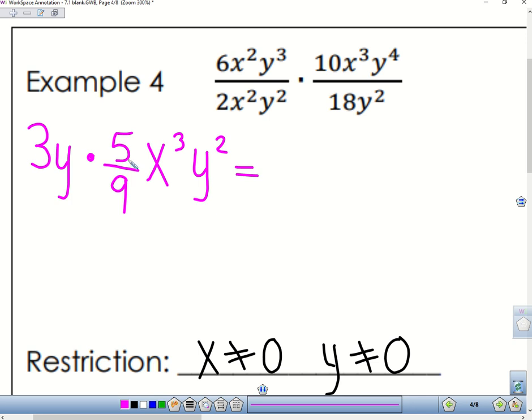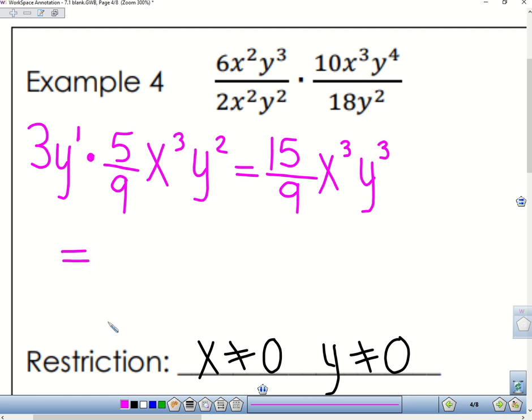Once you have this, you can multiply these two together. When you multiply a number and a fraction, you just multiply the numerator by that number. So you get 15 over your denominator, which is 9. And then x has nothing to be multiplied by, so it's just x to the third. And it's going to be y to the what? Third. Because remember, you add exponents, and this is an implied exponent of 1. Does everybody see how we got that so far? Now, are we done simplifying this?